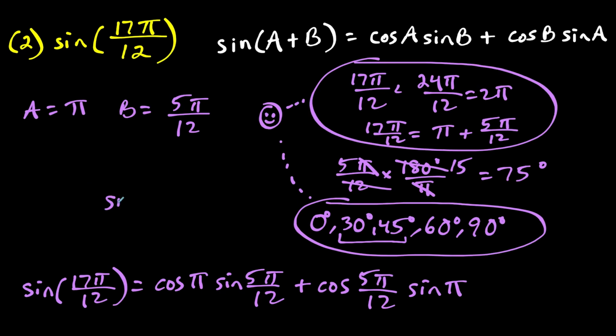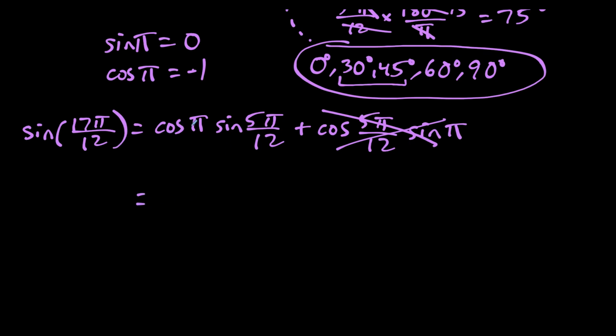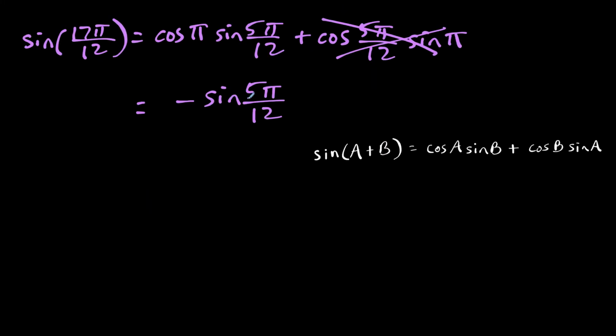And just know, as a side note, sine of pi is equal to 0, and cosine of pi is equal to -1. So this second part here is going to cancel out completely. And right now, this is going to leave us with cosine of pi is -1. We're going to have negative sine 5 pi over 12. Now, we get to this point, and I chose to do it this way to show you that sometimes when you're solving a question, you may temporarily get stuck.